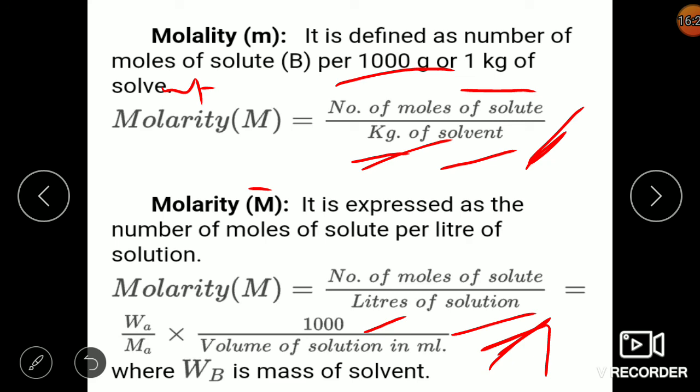So these are a few conceptual questions that sometimes come for short answers, like 1 mark, 2 marks, like that. Okay, so that is the thing.